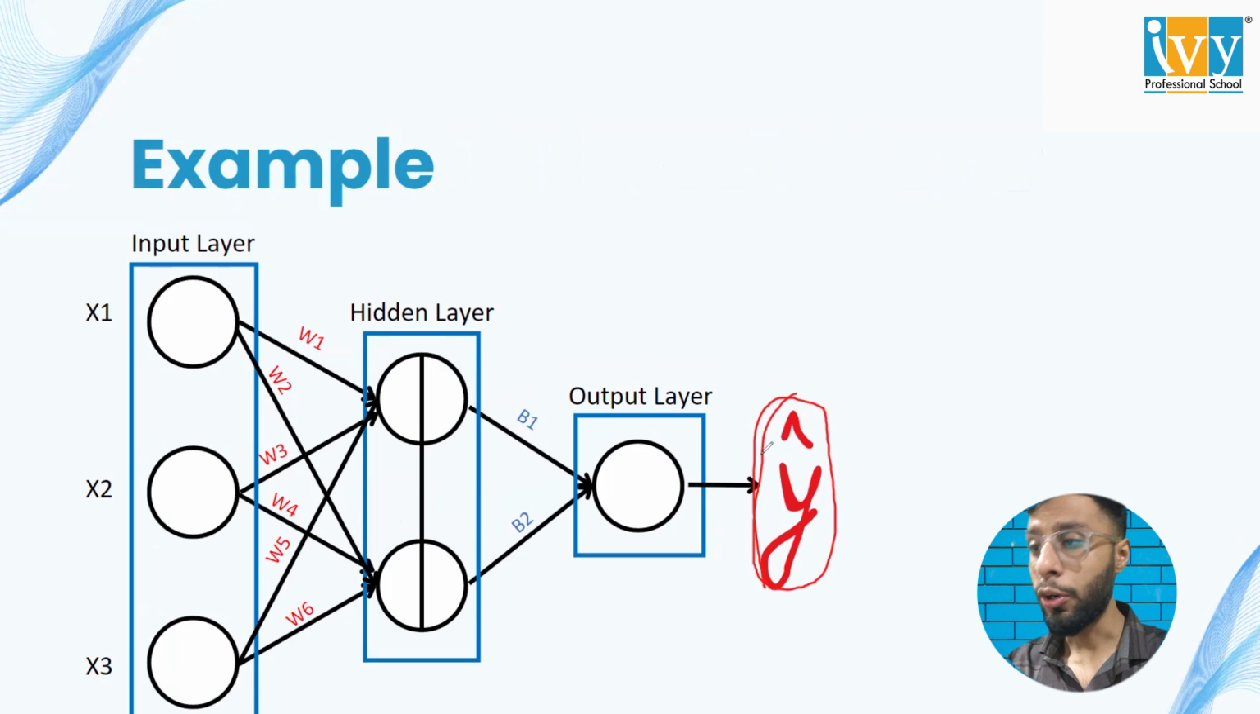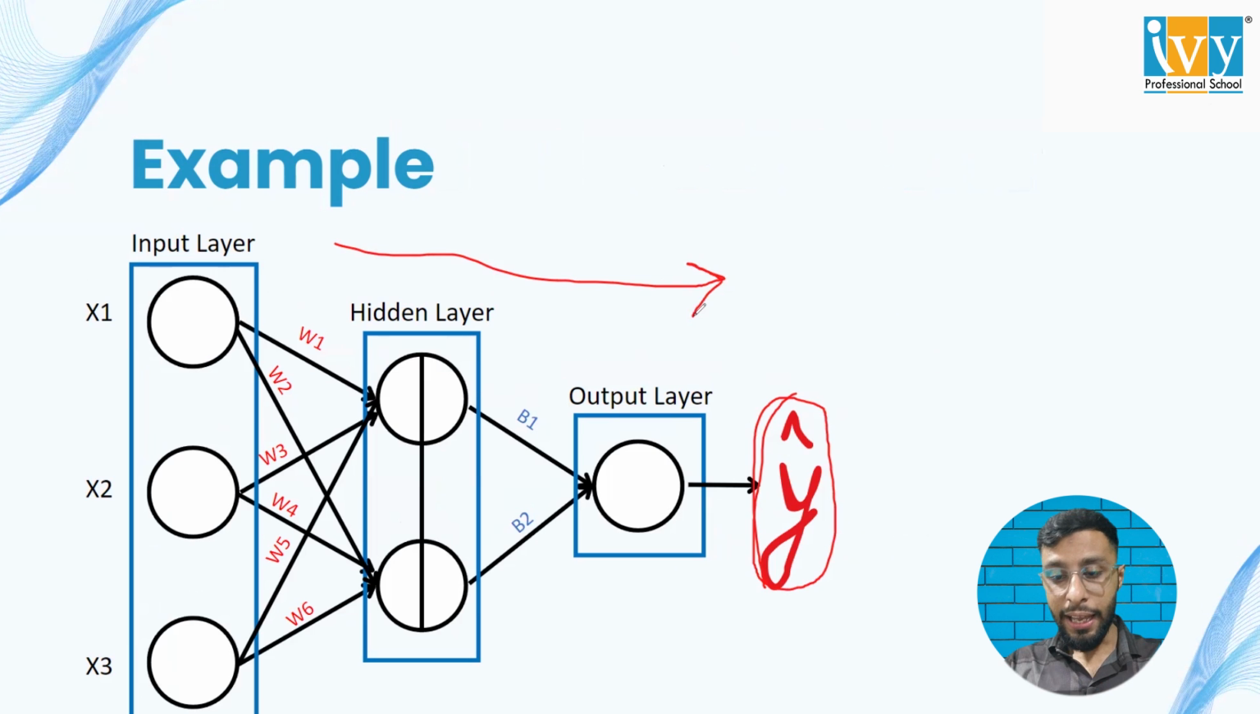So when we get the output from the hidden layer, the whole explanation is called forward propagation. The entire explanation which I explained, in terms of forward propagation, that is called forward propagation.